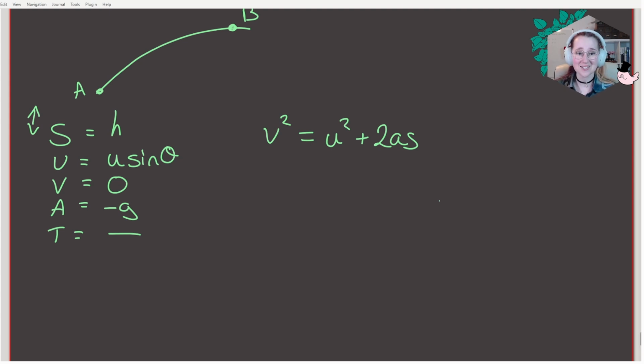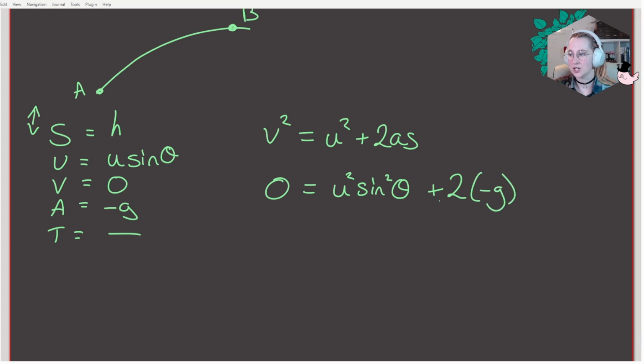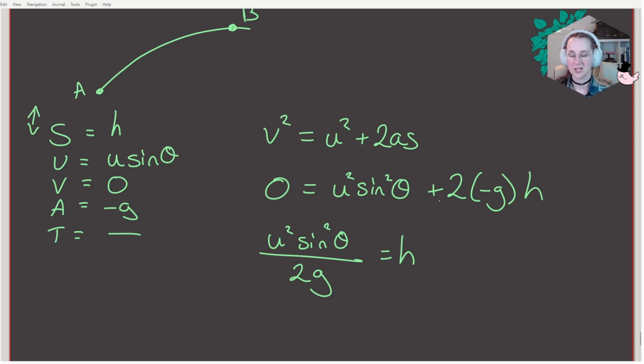Okay. So our equation is v squared is u squared plus 2as. So we have 0 on the left-hand side. Our u squared is then u squared sine squared theta times 2 times minus g h. Rearranging this, we get u squared sine squared theta over 2g equals h. Okay, and this is our h max. This is our maximum height reached. So actually, I'm just gonna do max.